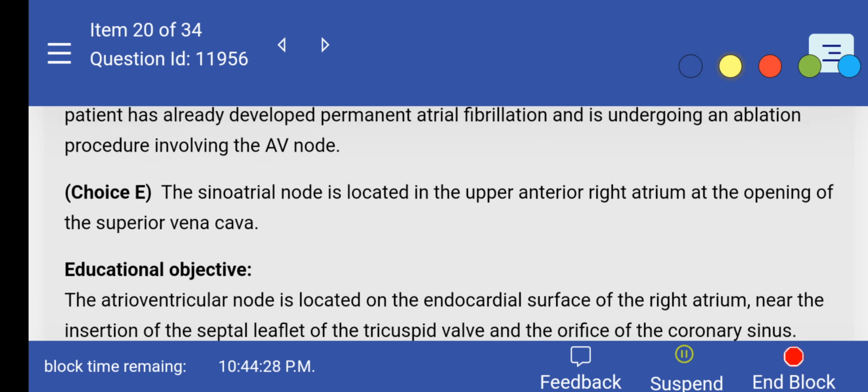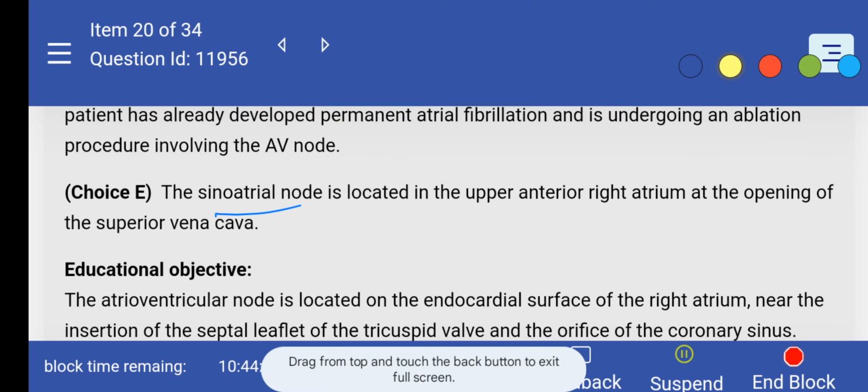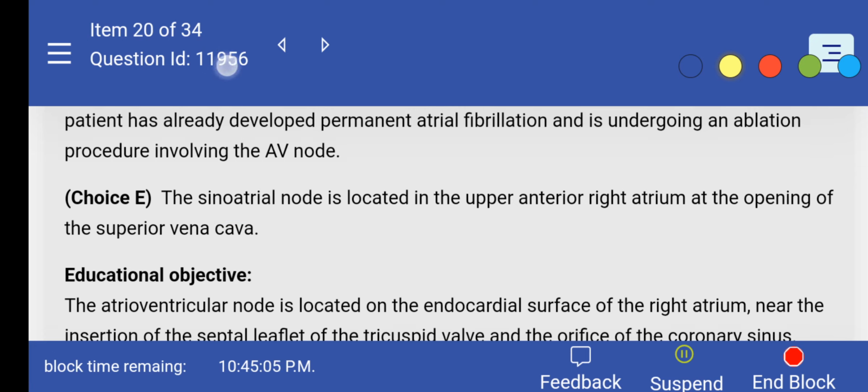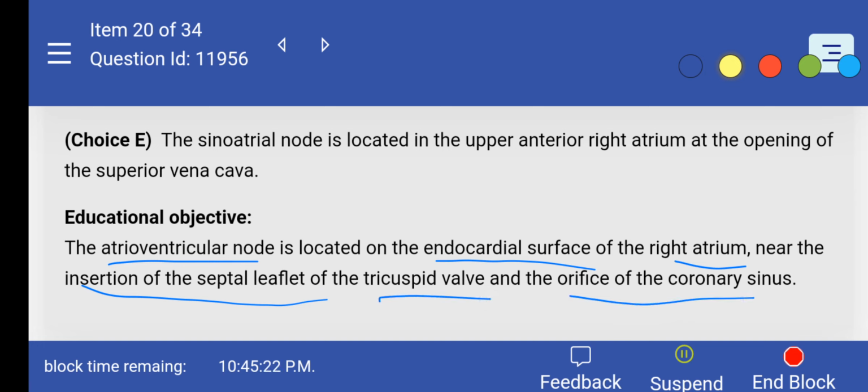Okay. Why not option E? The SA node, that is the sinoatrial node, is located, wait for a while. So the SA node is located in the upper anterior right atrium, at the opening of the superior vena cava, right? So the atrioventricular node is located on the endocardial surface of the right atrium near the insertion of the septal leaflet of the tricuspid valve and the orifice of the coronary sinus.